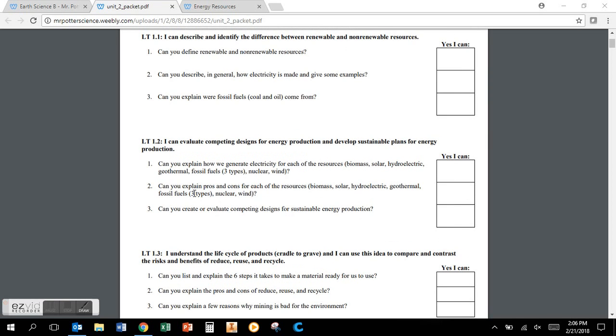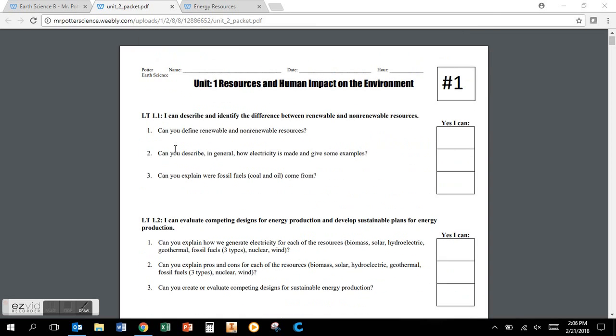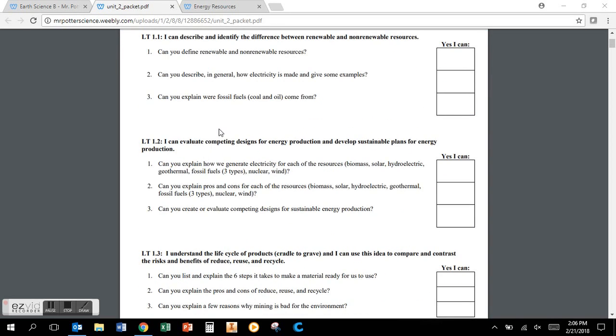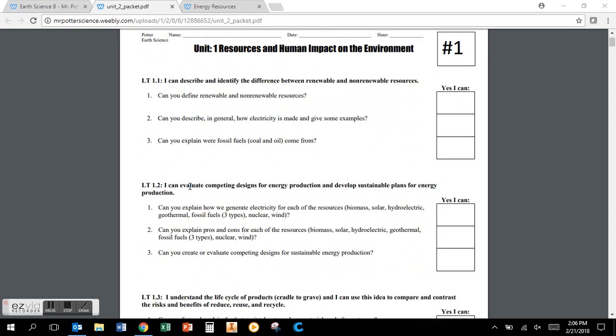The second learning target video. Our second learning target for our first unit is to evaluate competing designs for energy production and develop a sustainable plan for energy production.